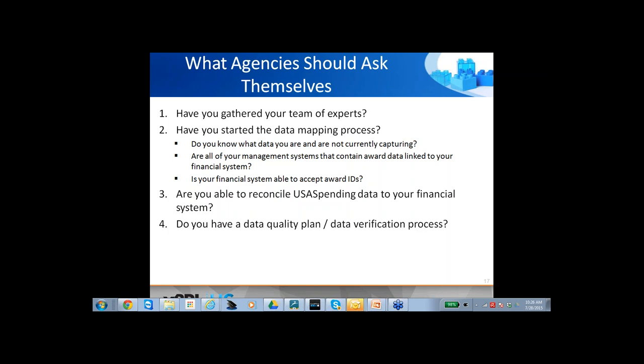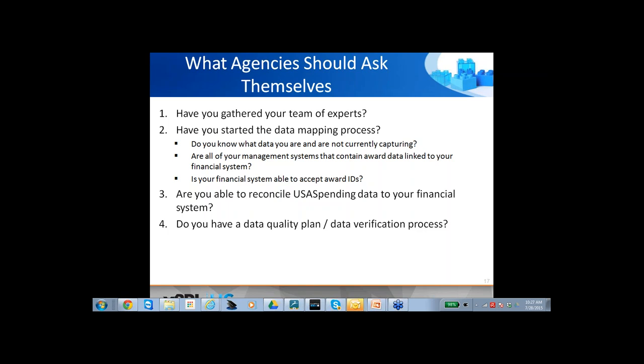And the route that Treasury is going down now, which is creating these flat files that we would submit to the broker that would then do the data translation and the data validation, has addressed a lot of questions that we originally had as part of the pilot. We definitely think this is the right way to go, and it's something that we can definitely work with.